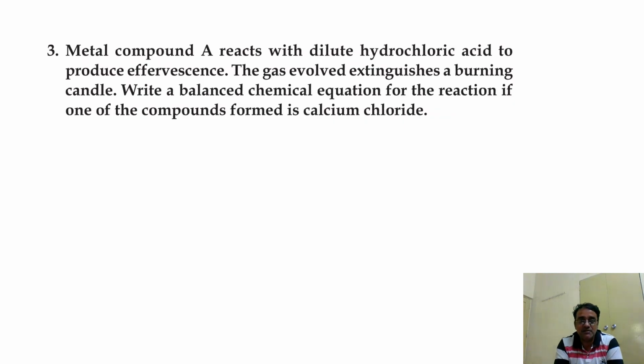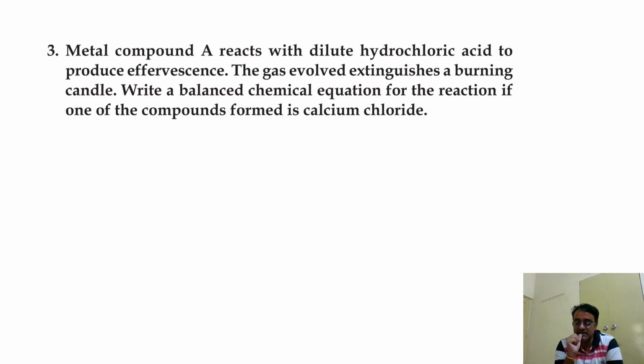Now let us go to question number 3. Metal compound A reacts with dilute hydrochloric acid to produce effervescence. The gas evolved extinguishes a burning candle. Write a balanced chemical equation for the reaction if one of the compounds formed is calcium chloride. सो मेटल कंपाउंड ए जो है वो, क्योंकि यहाँ पे कैल्शियम क्लोराइड मिल रहा है, so we will take it as a calcium carbonate. Okay, and the gas evolved is carbon dioxide.